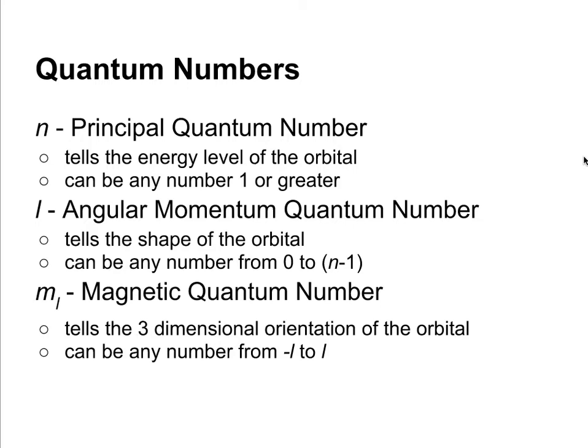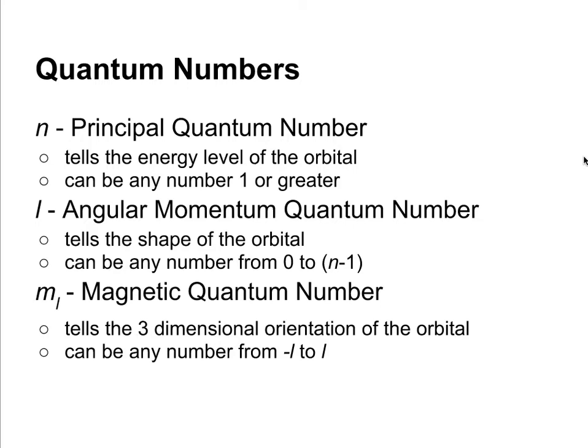The principal quantum number has the abbreviation lowercase n, and that tells us the energy level of the orbital. It can be any number 1 or greater, and that's pretty simple. It's just the energy level. If you think back to the old Bohr diagrams of the circles around the nucleus, it's the principal energy level of that orbital.